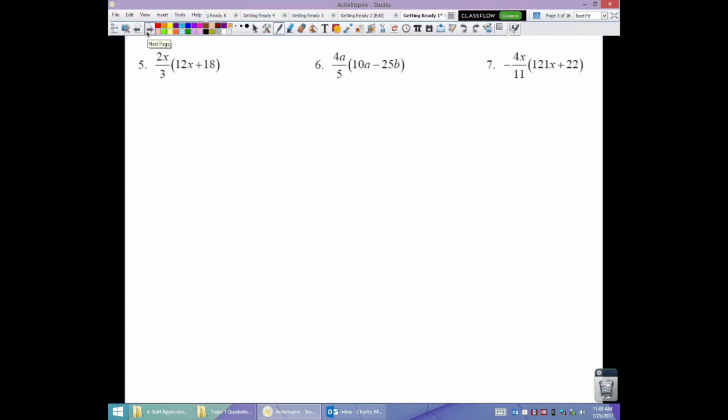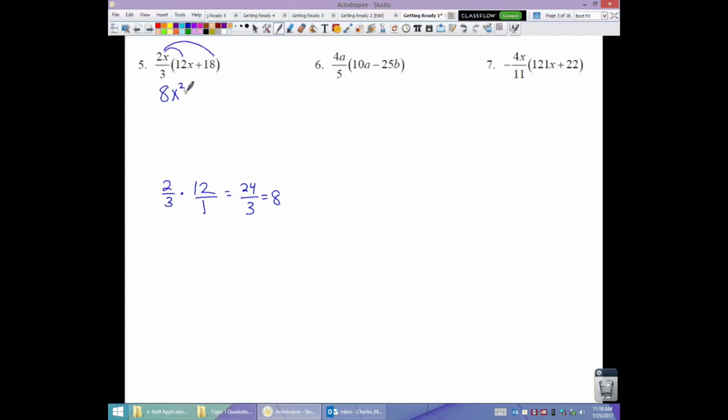Number 5, don't let the fraction get you nervous. You still treat it like any other coefficient out there. So I'm really doing 2/3 times 12. So 2/3 times 12, this is actually 12 over 1. So 2 times 12 is 24. 3 times 1 is 3. And 24/3 is 8. So 2/3 times 12 is 8. And then we're multiplying x times another x is x to the second.